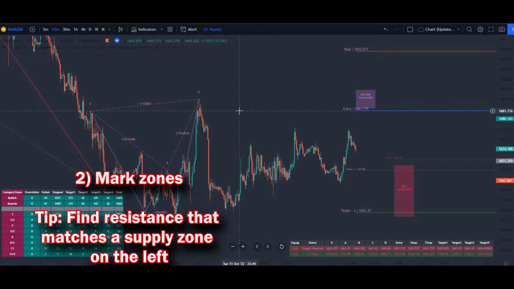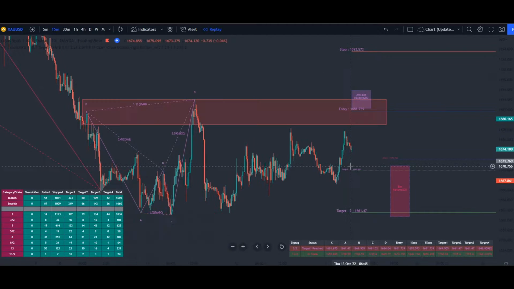Now the next step is to mark the supply or resistance. So there are a few supply resistance zones here, but I'll be taking this topmost resistance because it aligns with the left hand side supply area here. So I'll mark this zone here.